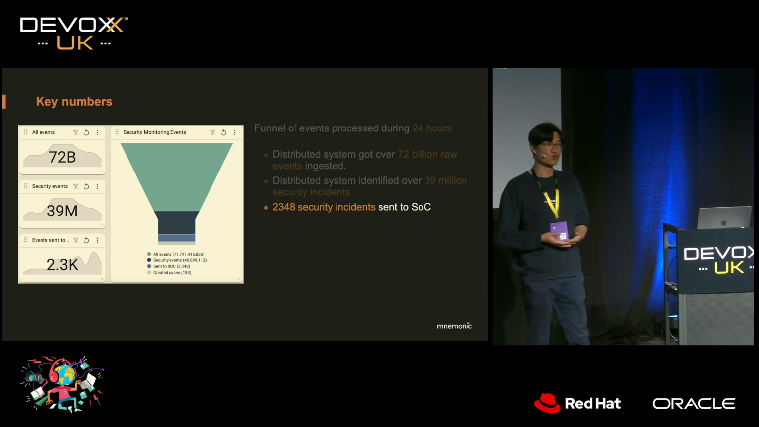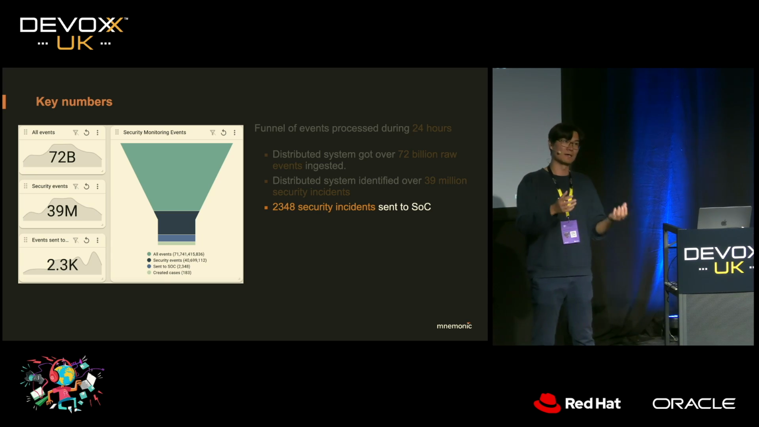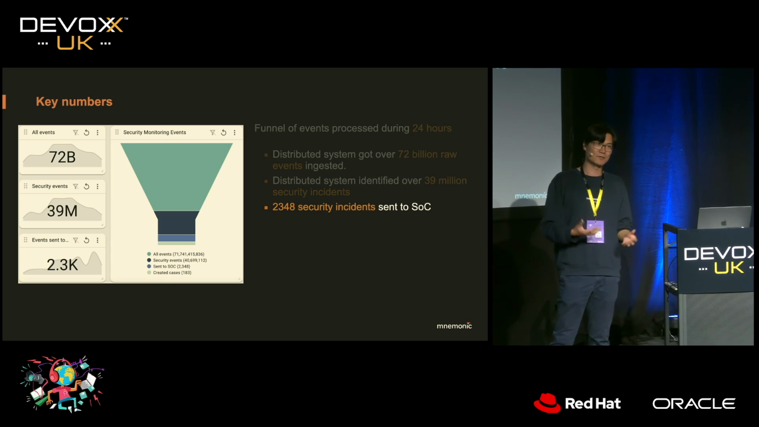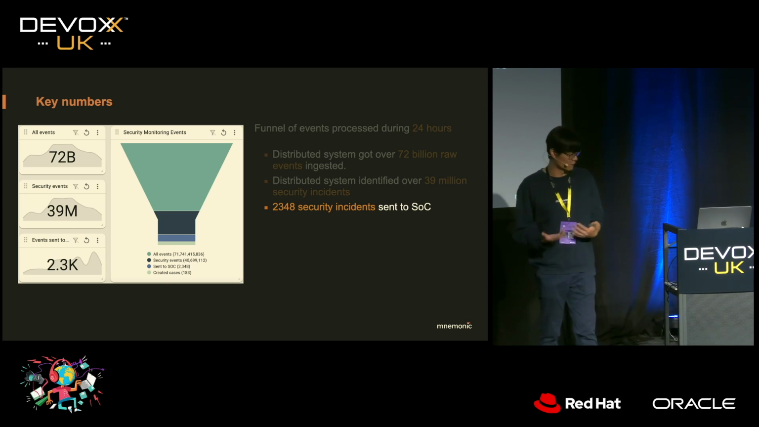But that does not mean we drop all the rest of the 39 million. Those events are used for automatic processing, automatic detection, and also for reporting purposes. So all of those events are getting used.